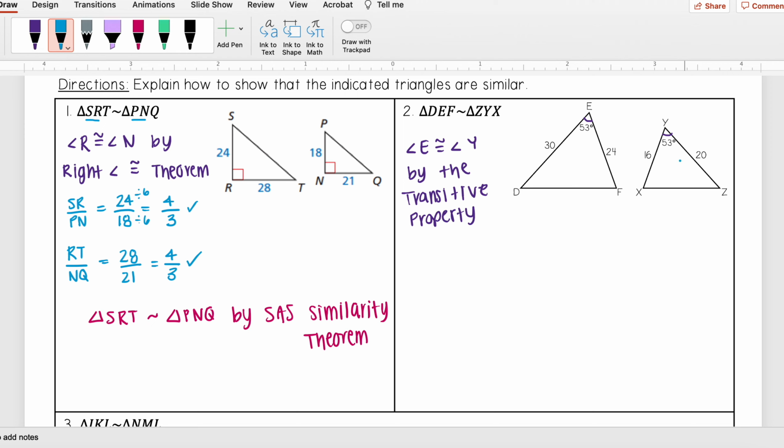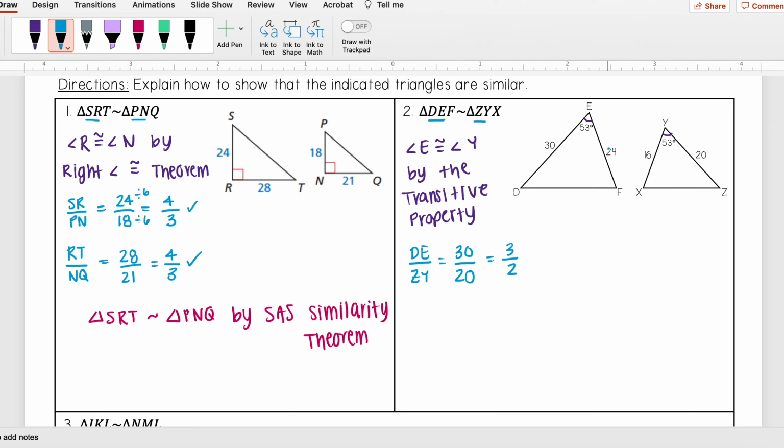And now I need to check and see if my sides are proportional. Here we need to be careful. These triangles are really reflected from each other, so we really want to look at your similarity statement here. And so I see that DE needs to be similar to ZY since they're both the first two letters in my similarity statement. So DE over ZY is going to be equal to DE is 30, and then ZY is 20. And then when I reduce that, I get 3/2.